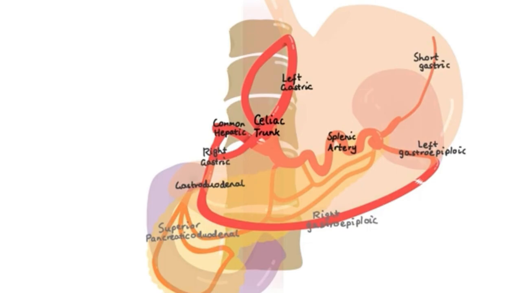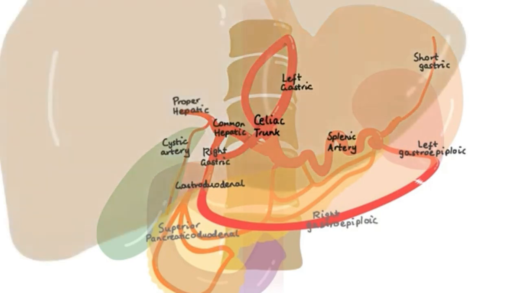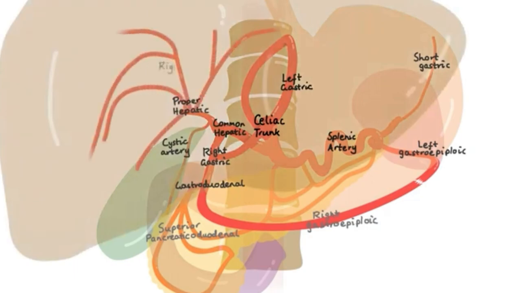The last organs to be supplied are the gallbladder, and the old Latin word for bladder is cystus. So here we have the cystic artery, and then the liver, which is supplied by the proper hepatic, which branches into right and left hepatic arteries.